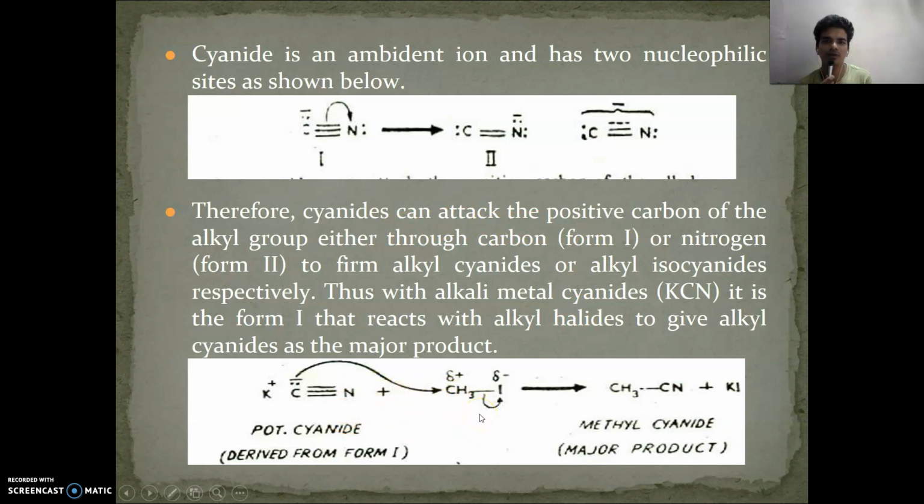Either the carbon forms first or the nitrogen forms second. So this is the first form and the second form, to form the alkyl cyanide or alkyl isocyanide respectively. With alkali metal cyanide, it is the first form that reacts with alkyl halide to give the alkyl cyanide as a major product. Methyl cyanide or alkyl cyanide is formed due to the derivatives formed in the first form.